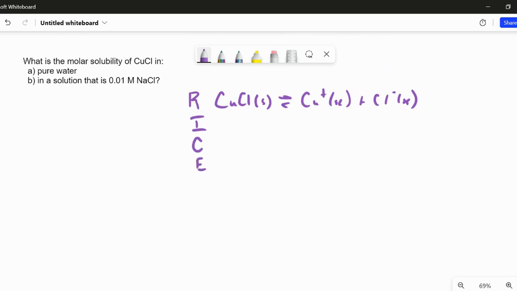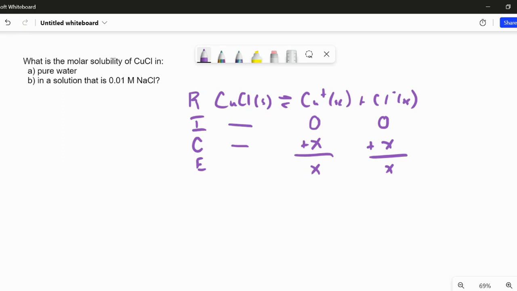We only care about substances that are aqueous. Initially, the copper chloride doesn't matter. We're just looking at what maximum amount of copper chloride could dissolve. Initially, we will have no copper ions present and no chloride ions present, so it'll be 0 molar in copper ions and 0 molar in chloride ions. Change-wise, some of the copper chloride will dissolve, and the maximum amount that will dissolve and reach equilibrium is X amount, and chloride will be X amount. So we will gain X amount of each one. At equilibrium, we will have X molar copper ions and X molar chloride ions. They have to be the same because it's a 1-to-1 ratio of copper ions to chloride ions.